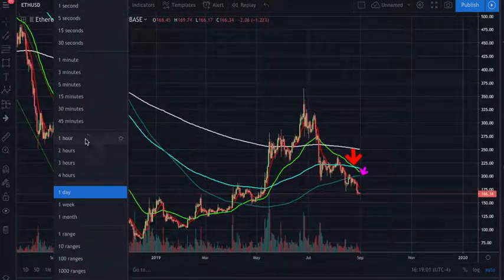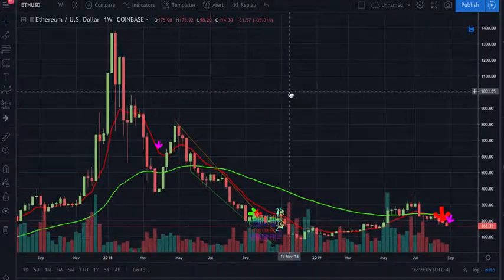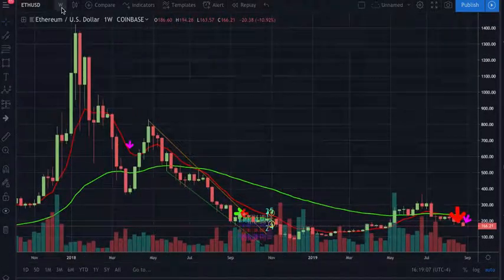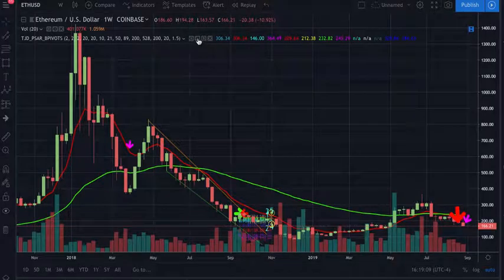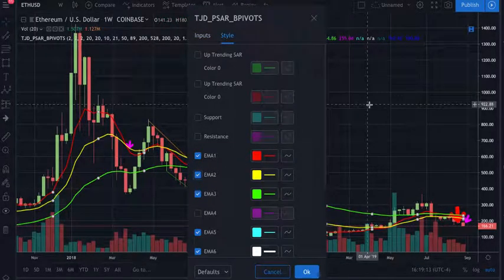I just want to switch over real quick, and I'm going to show the weekly chart as well. And again, all I'm going to do here is make a point.